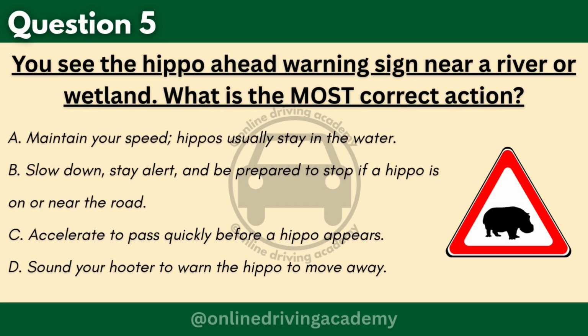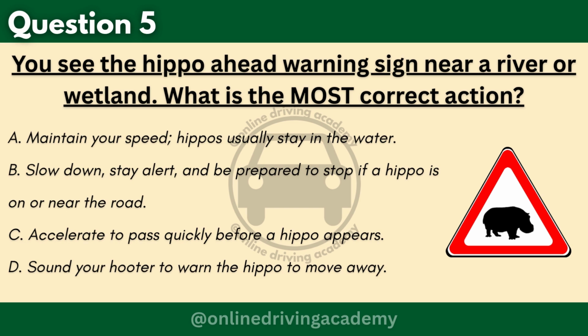Question 5. You see the hippo ahead warning sign near a river or a wetland. What is the most correct action? Is it option A, maintain your speed, hippos usually stay in the water? Is it option B, slow down, stay alert and be prepared to stop if a hippo is on or near the road? Is it option C, accelerate to pass quickly before a hippo appears? Or is it option D, sound your hooter to warn the hippo to move away?